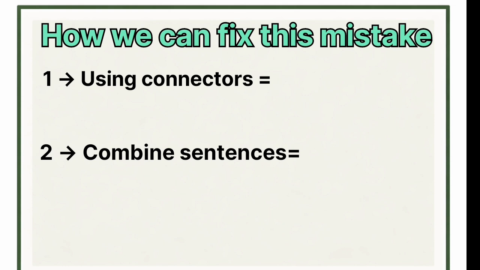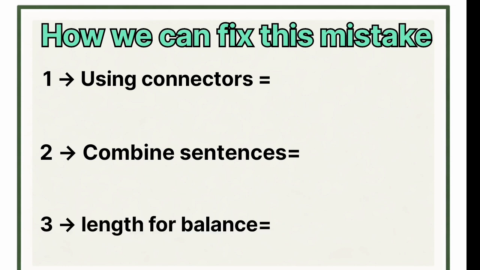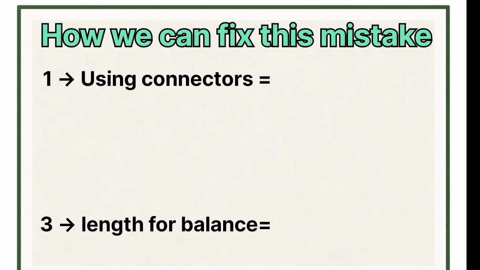The third way is to vary sentence length for balance, which means try to make your sentences longer with sense. Now let's discuss two of our examples to make them smoother using the ways that we learned before.